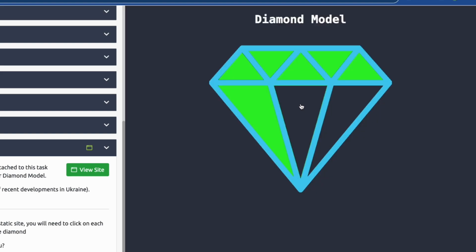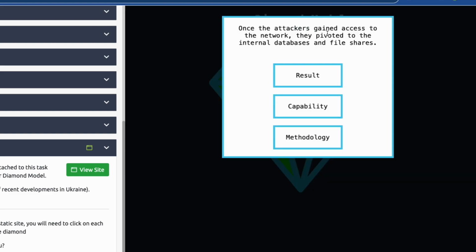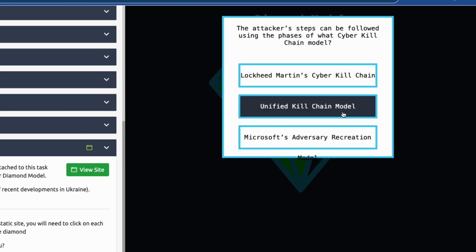Really? Golly. Okay. Once the attackers gained access to the network, they pivoted to the internal databases and their file shares. So this was, oof. It's definitely not the result. That can't be the result. So methodology, okay, good enough.